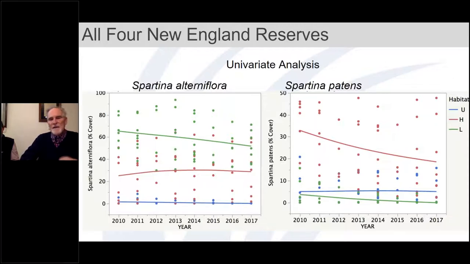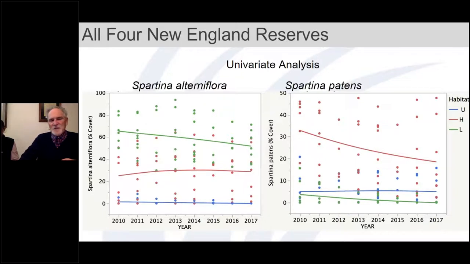And if you look at the Alterniflora on the left, that upper green line is the low marsh. You can see it declines in Alterniflora in the low marsh as it's being drowned out. And in the high marsh, the red line on the graph on the right shows Spartina patens with a dramatic decline of over 10% over just 8 years. Just a huge decline in New England marshes, losing our high marsh grass. This trend keeps up. We're not going to have much.